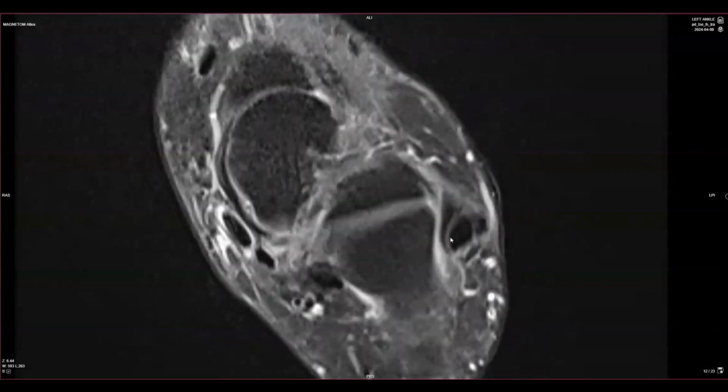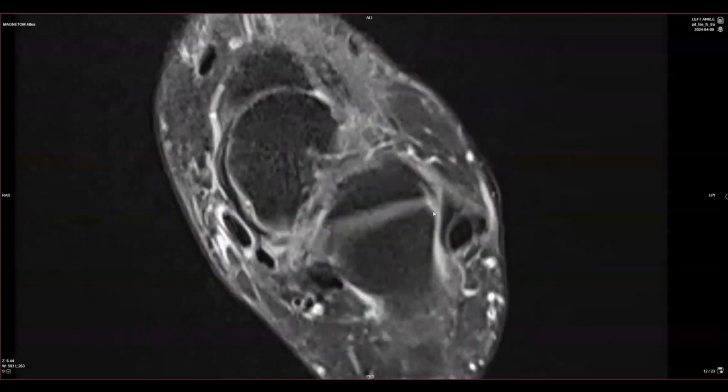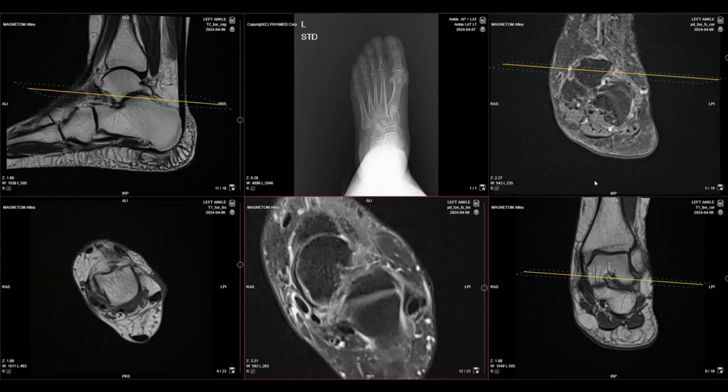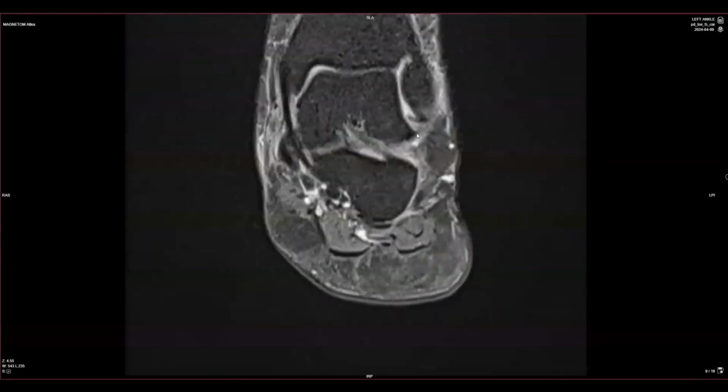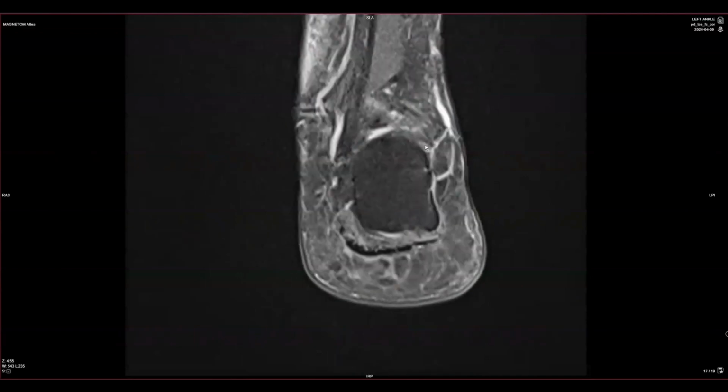Calcaneofibular ligament we see here. Let's take a look now. This other guy here is your lateral talocalcaneal ligament. Let's take a look at that on the coronal images. Moving from the lateral talar process where it attaches and moving posteriorly, as you can see, as it gets back there, it's hard to follow the whole of it.